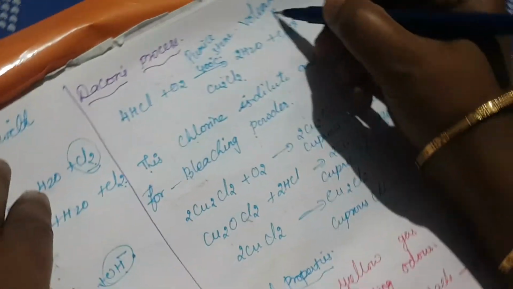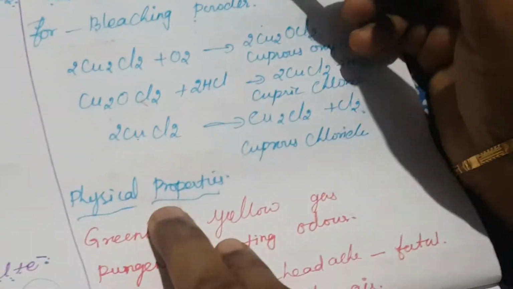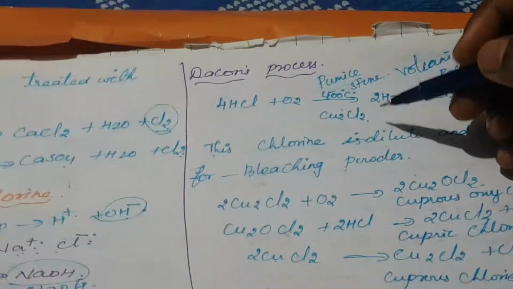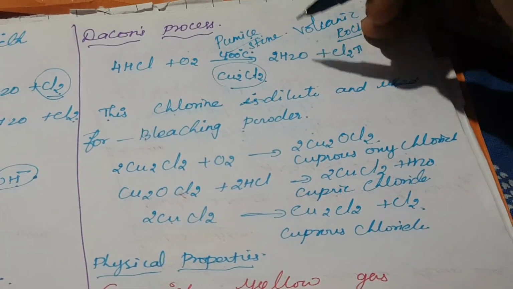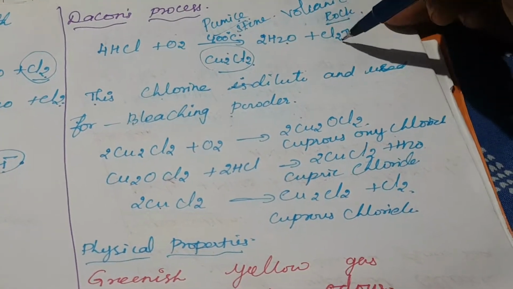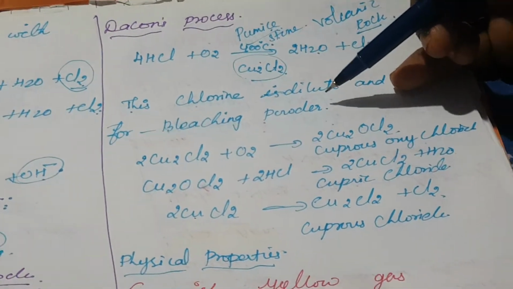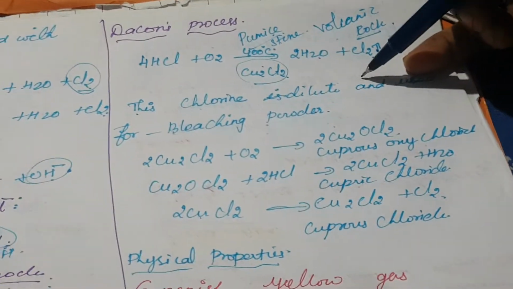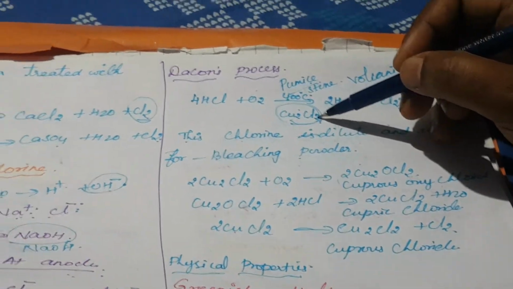So that is volcanic rock, the stone found in a volcano, otherwise called pumice stone. It is passed through Cu2Cl2, that is cuprous chloride. Cu2Cl2 is cuprous chloride, supported on the pumice stone, and water is formed and chlorine gas will be liberated. This chlorine is diluted and used for the bleaching process or bleaching powder. What is the catalyst? Cuprous chloride acts as a catalyst.